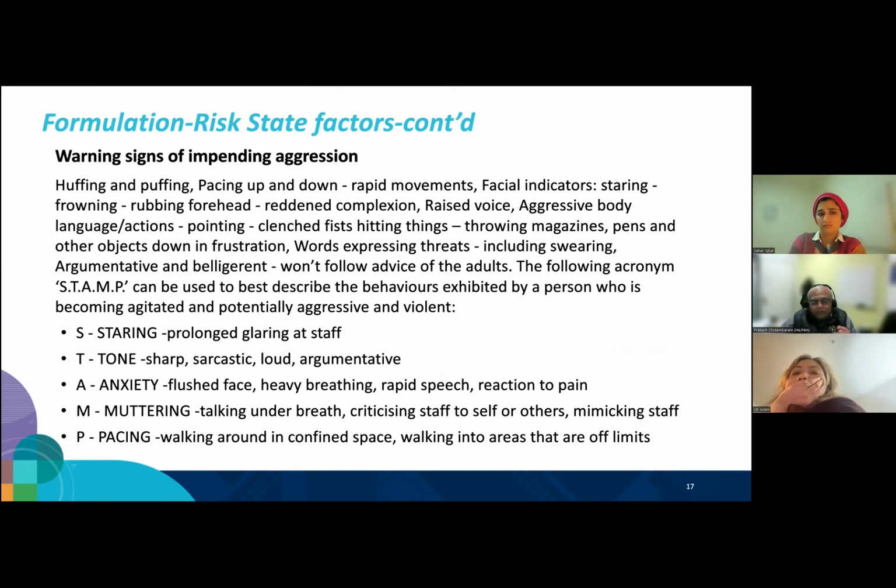Then there are warning signs of impending aggression. So the overt behavior of the young person, like huffing, puffing, pacing up and down, facial indicators like staring, frowning, rubbing forehead, reddening complexion, raised voice, aggressive body language, words expressing threats, including swearing, being argumentative, belligerent, not following instructions. And they can all be classed together with this acronym called STAMP, which is staring, tone of the voice, anxiety, muttering or talking under their breath, and pacing, walking around in a confined space.